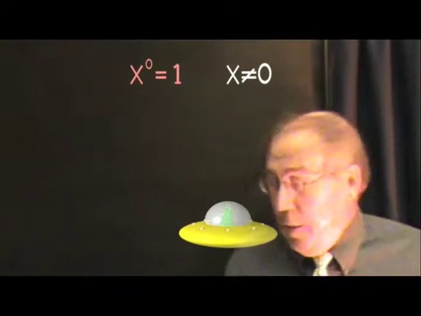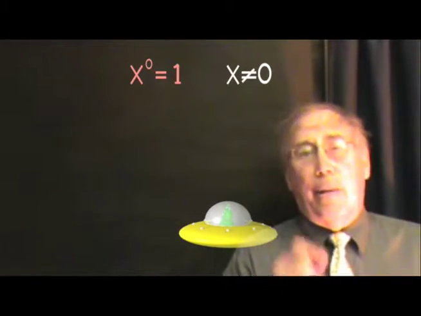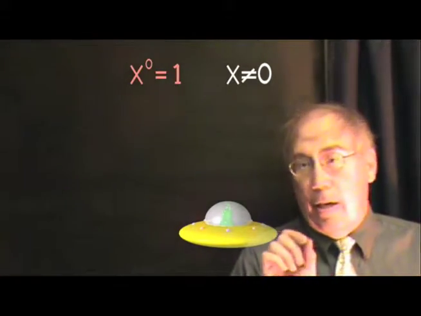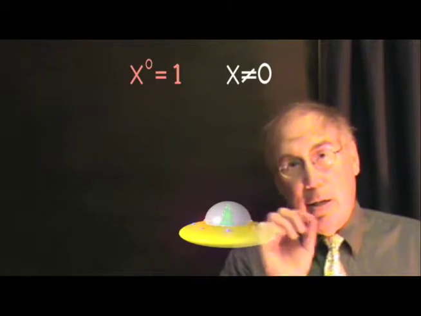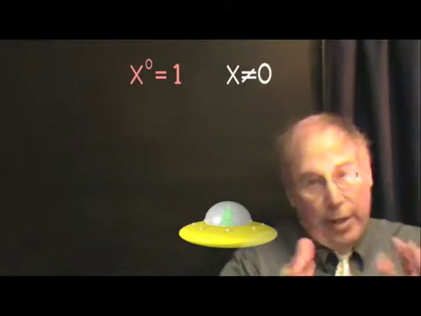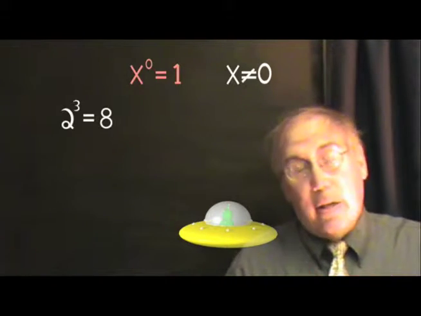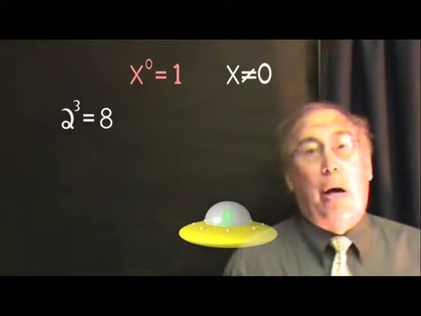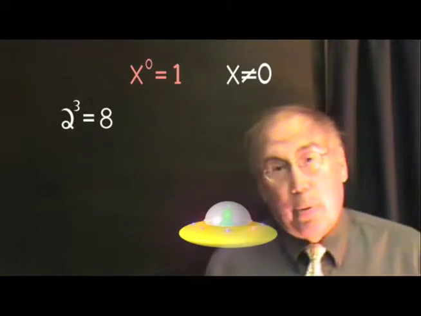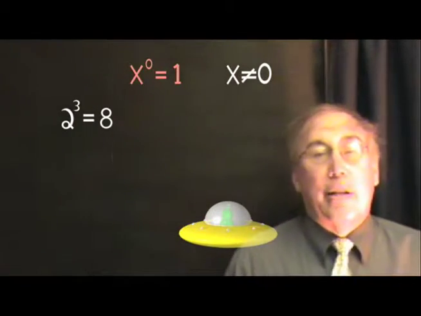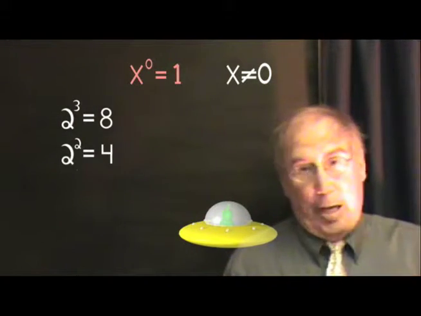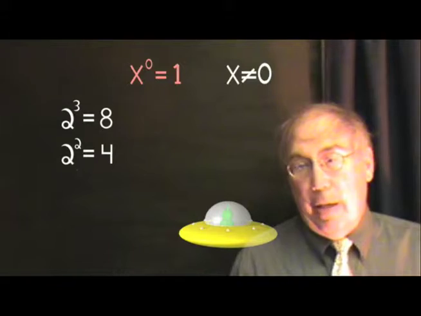Now, here we go. Any number to the 0 power is equal to 1. You take a number to the 0 power, and it's equal to 1. Let's see why. 2 cubed equals 8. Now let's divide 2 into both sides. So we get 2 squared and 4.